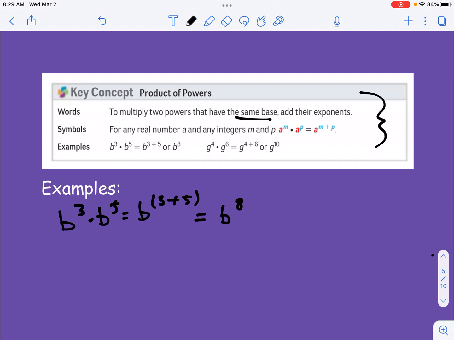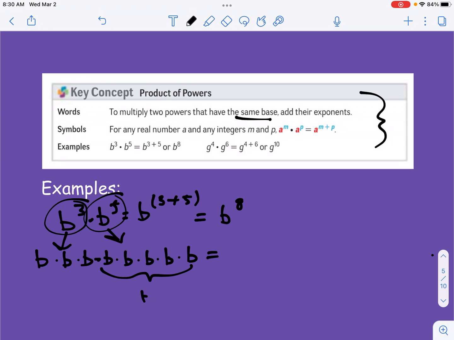The reason it works is because if you take b to the third and multiply it out, because this is what it means, b to the third means you're repeatedly multiplying b. And then if we do the same thing with b to the fifth, you'll see 2, 3, 4, 5, we're multiplying that out 5 times. So this right here represents b to the fifth, and this right here represents b to the third.